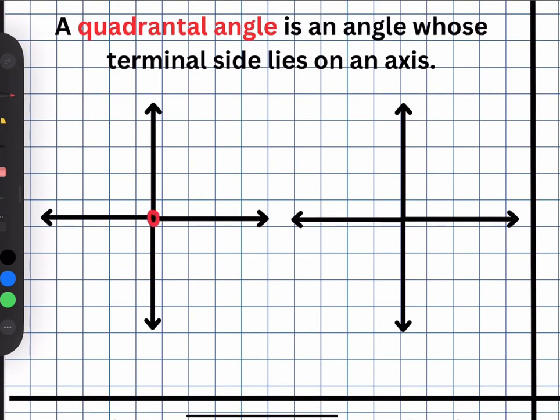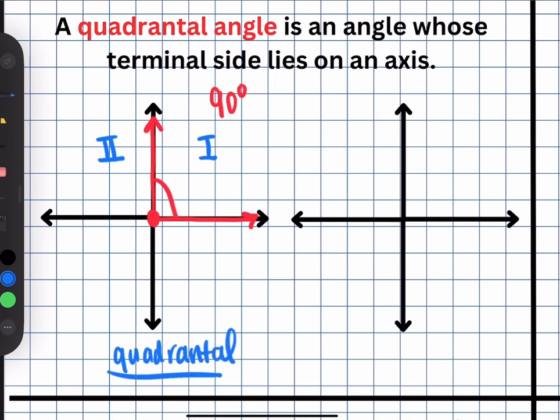Let's say I have something like 90 degrees itself. Well, 90 degrees is a perfect corner like this. And so if you notice, it doesn't land in quadrant 1. It doesn't land in quadrant 2. It lands right between them on the axis. And so when this happens, we would say quadrantal angle instead of saying what axis we landed on.